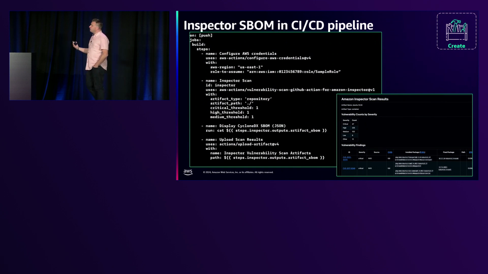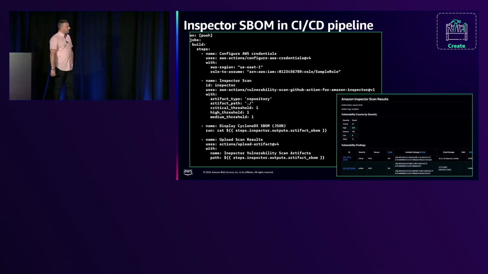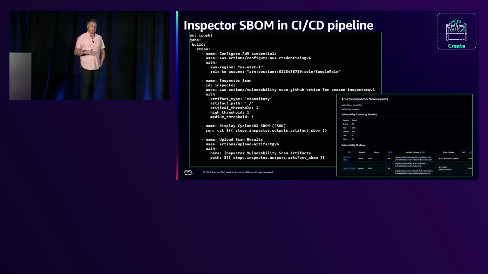We can also add Inspector SBOM generation into our CI/CD pipelines. So here's an example of a GitHub workflow. There's a specific job that is going to generate the SBOM for us. And the first thing that we'll see is that we need to configure our AWS credentials. We need to be able to talk to whichever account Inspector is currently configured in so that we have a place to send those vulnerabilities to.